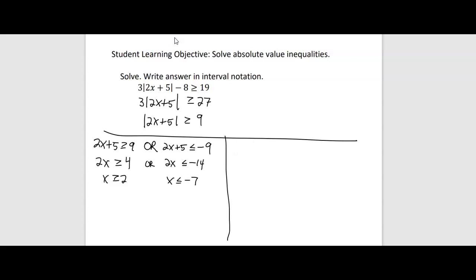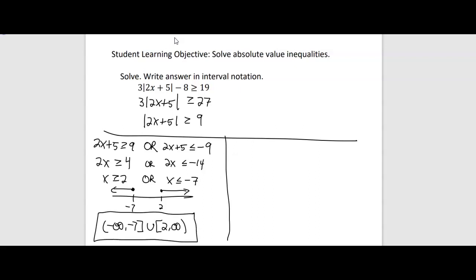And on a number line, negative 7 less than or equal to, positive 2 greater than or equal to. Because this is an OR compound inequality, we can take any of this solution as the final answer. So our final answer is from negative infinity to negative 7, bracket, union, bracket from 2 to infinity. That's one approach.